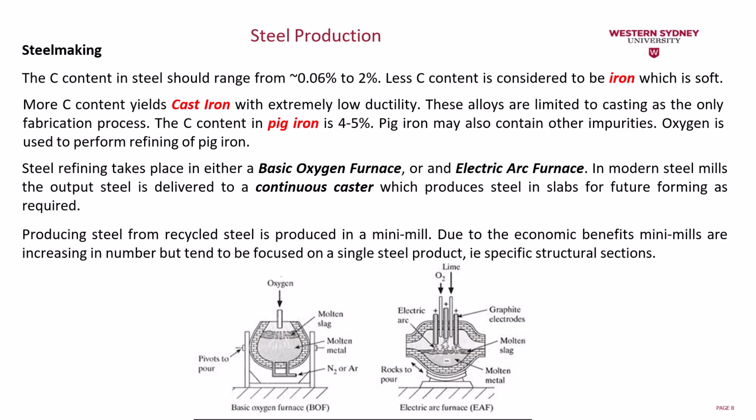Producing steel from recycled steel is done in a mini mill. Due to the economic benefits, the number of mini mills is increasing, but they tend to be focused on a single steel product, specifically structural sections.